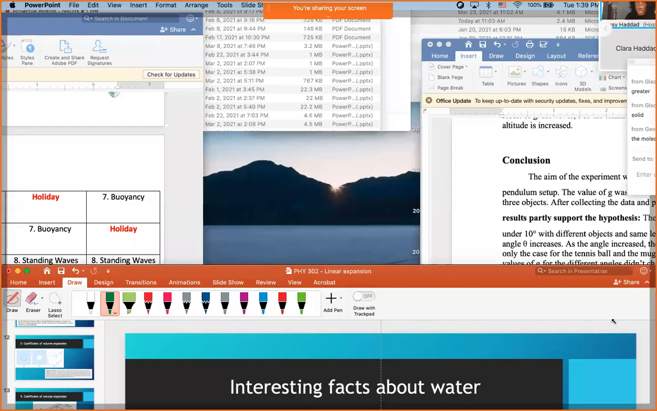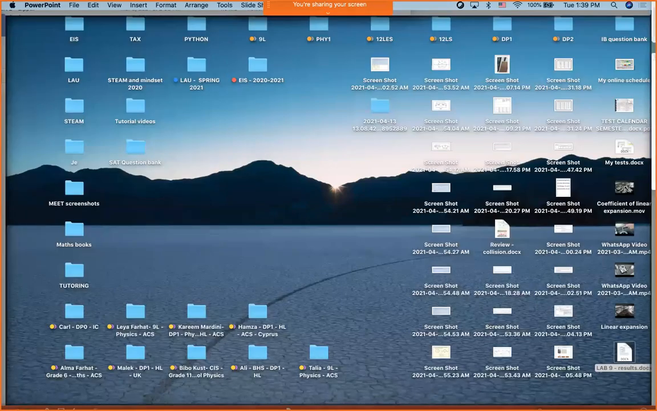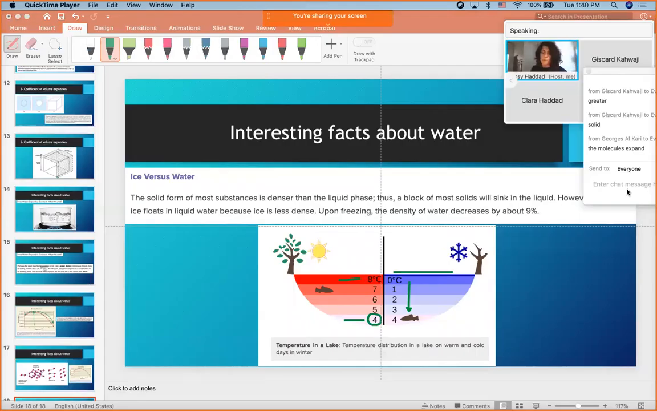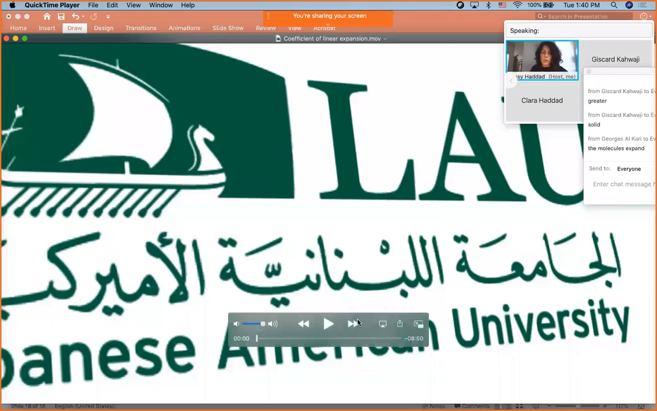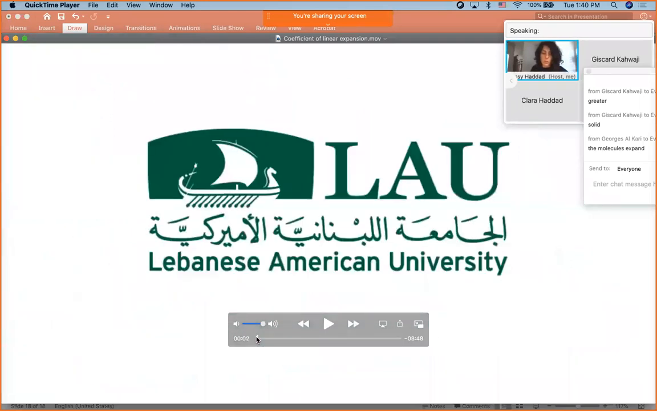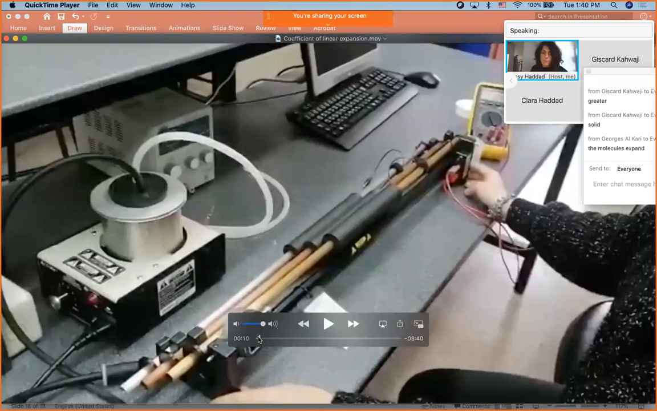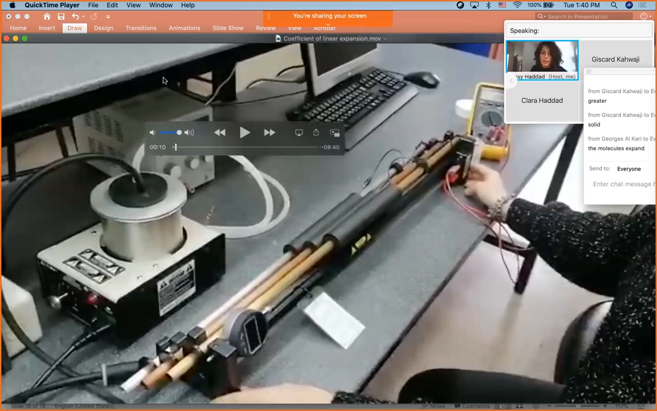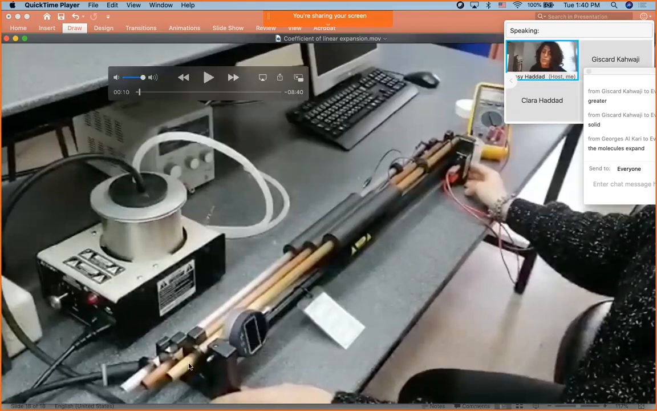So now the video, it's coefficient of linear expansion, this one. Yeah, this is the official one. I have it on YouTube. I'm showing you here the steam generator, how to put it on and off, all the 3 different tubes. By the way, you cannot use the 3 tubes. You can only use the one that is on top, because the dial gauge is only connected to the first one. I was so excited at the beginning.